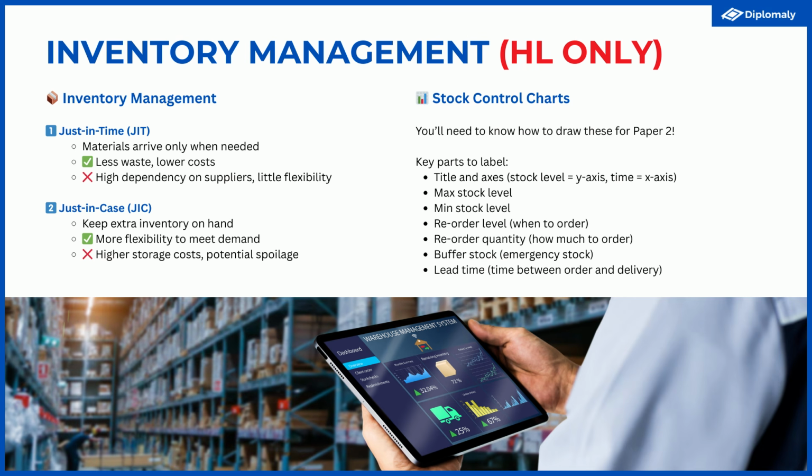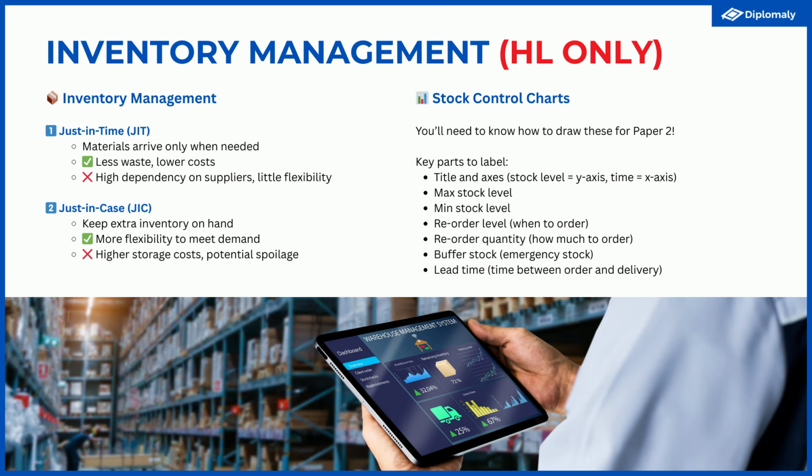Just-in-time, or JIT, are stock control systems aiming to reduce waste and increase efficiency, which you already learned in the previous content video in Unit 5.3. By ordering only when the materials are needed, a business reduces its costs and maximizes efficiency. However, a business has to rely heavily on its suppliers to deliver on time, and there is limited flexibility.